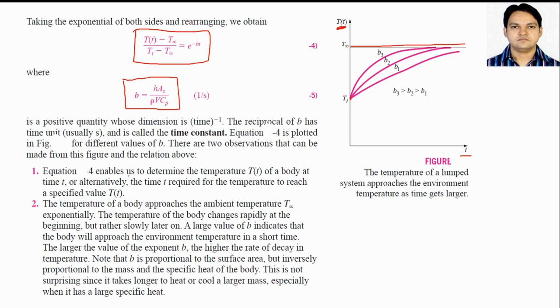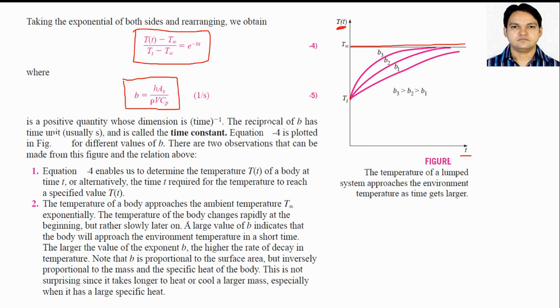Equation 4 enables us to determine the temperature T(t) of a body at time t, or alternately the time t required for the temperature to reach a specific value of T. If time is known to you, you can calculate the temperature. If the temperature is known, you can calculate the time within which we will reach it. So vice versa, we can calculate.